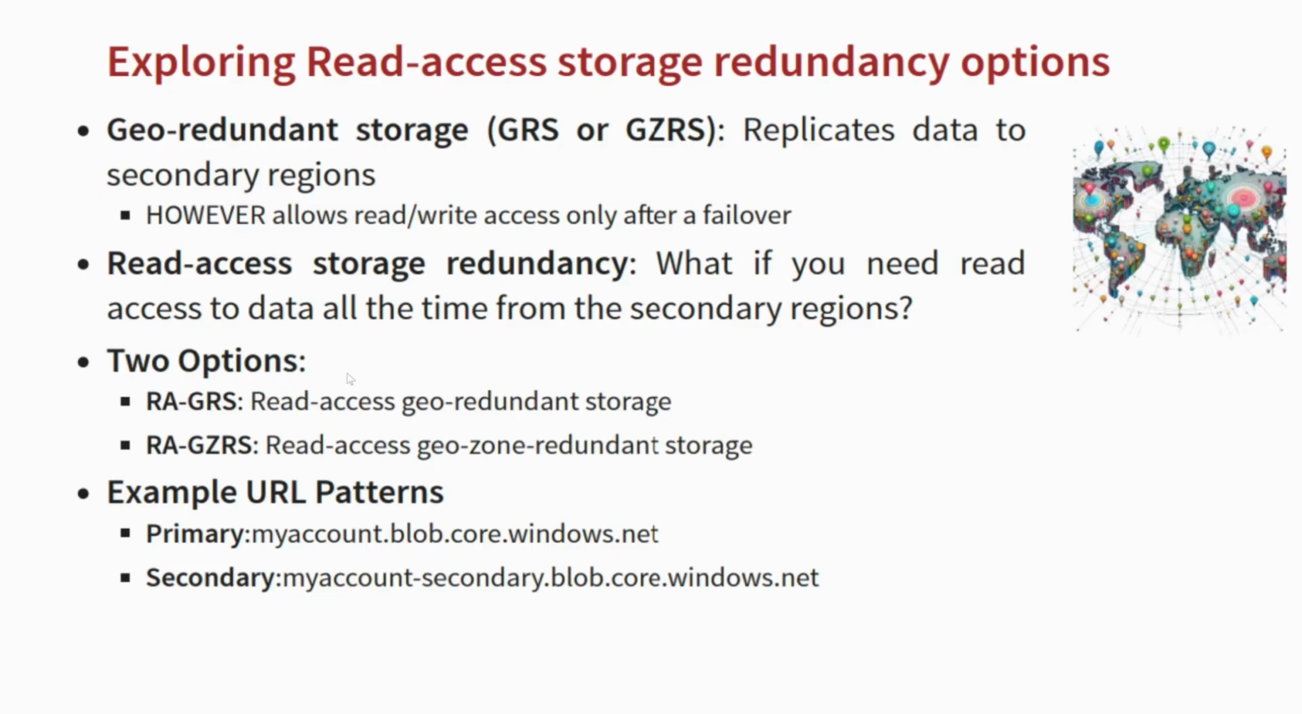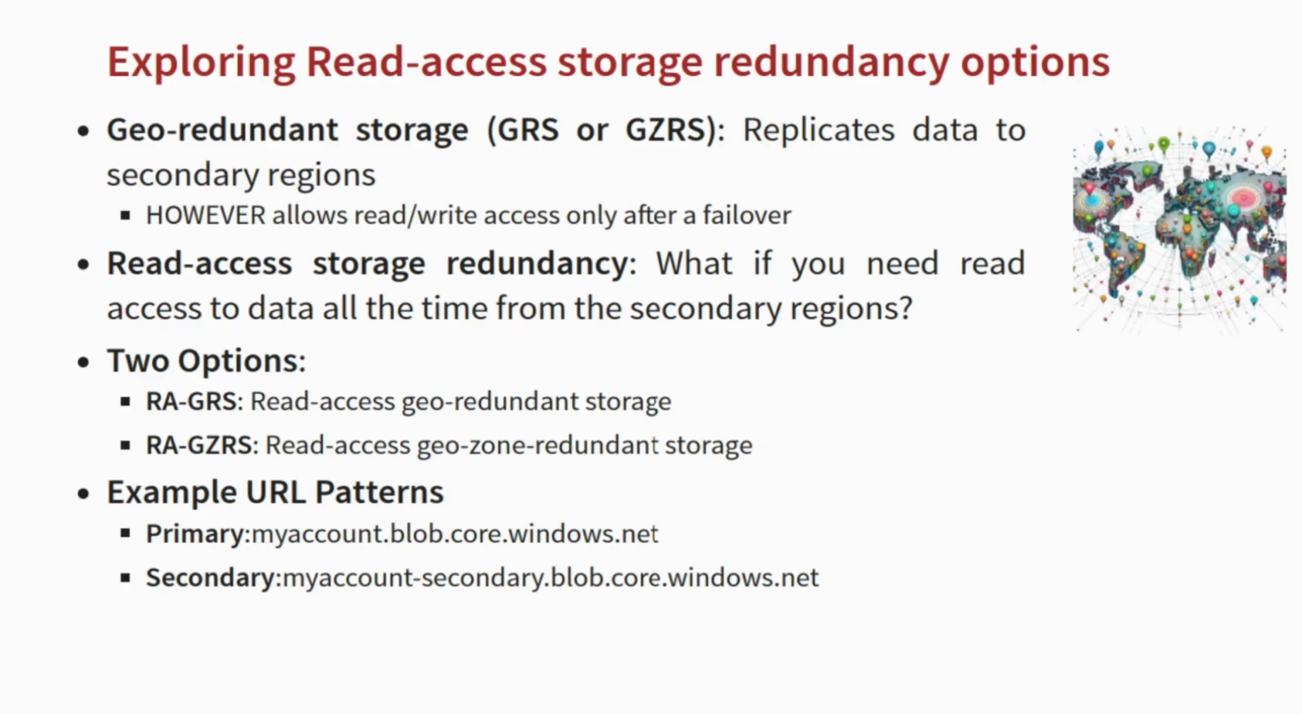Next we have read access geo redundant storage and read access geo zone redundant storage. In the first option, data is replicated to the secondary region, and both the primary and secondary regions allow read access, whenever we go with RA-GRS. Next we have RA-GZRS. It combines zone redundancy in the primary region with geo redundancy, and it even provides read access to the secondary region as well.